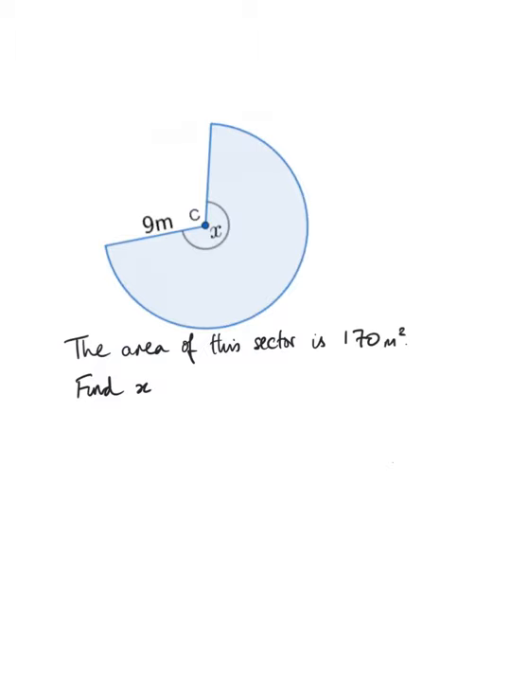So this is a slightly more difficult question. What I'm being given here is the area of the sector being 170. I know that the radius is 9, but I need to find the angle. I need to find what angle is making this sector. So to start with, I'm going to do what I did before: the angle of my sector over 360 multiplied by pi r squared. And this time, I know that that is equal to 170.